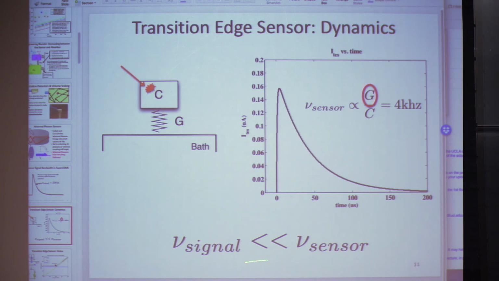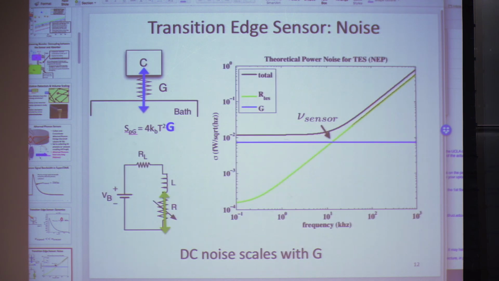So notice right now that V signal is much, much less than V sensor. This is a key thing you need to understand. So what about noise? There are 2 different types of noise that are fundamental to our devices and to pretty much every device. One is Johnson noise, and we're using a change in resistance. We're reading out a change in resistance that changes with temperature. So we have Johnson noise associated with that device.